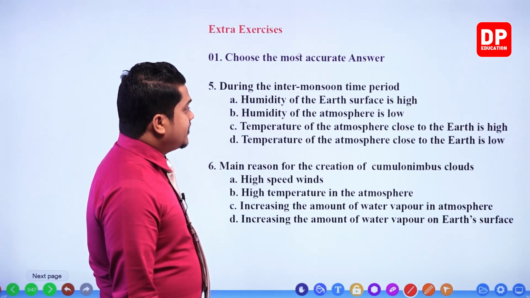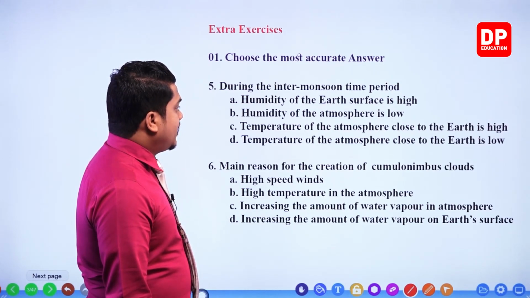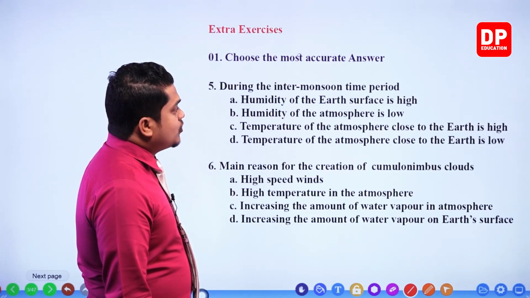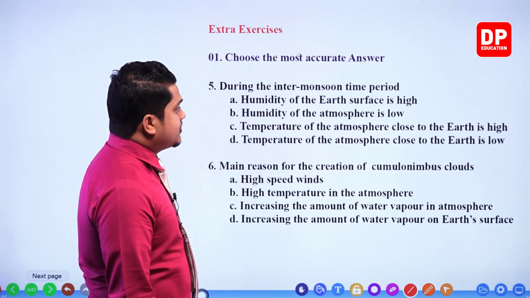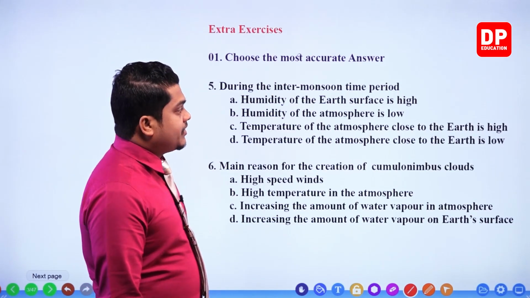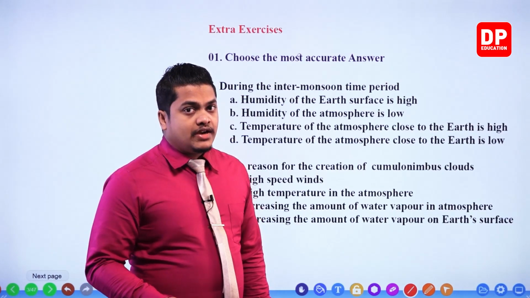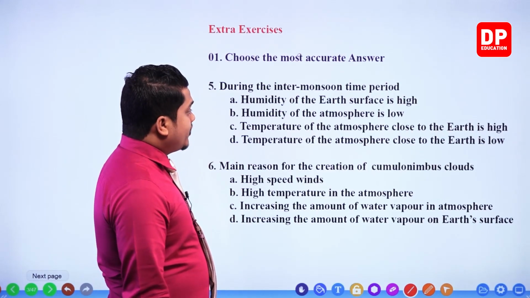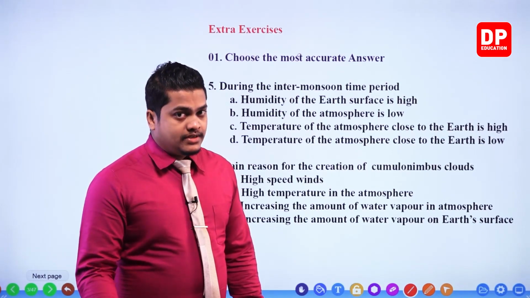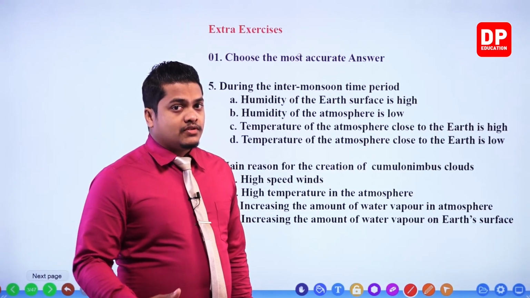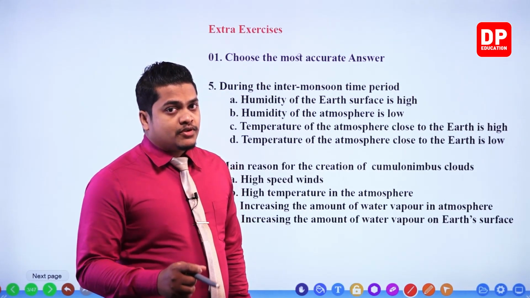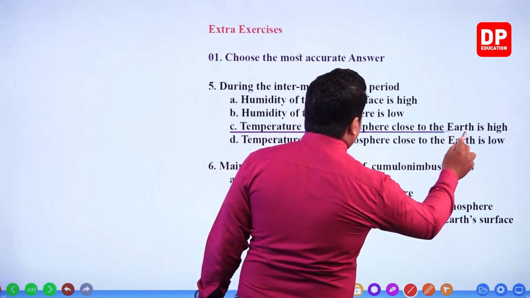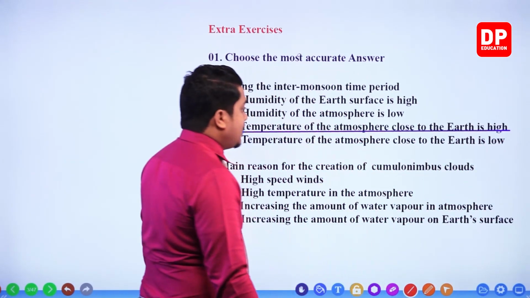So, humidity of the Earth's surface is high, humidity of the atmosphere is low. Those things are incorrect. Humidity of the Earth's surface is not going to be high because due to the high temperature, it will evaporate quickly. Humidity of the atmosphere is low. Once again, it is incorrect because of evaporation, humidity within the atmosphere will increase. So our correct answer would be temperature of the atmosphere close to the Earth is going to be high.